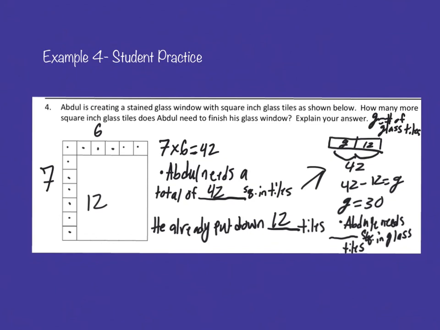So, this whole thing equals 42. 42 minus 12 equals G, and G equals 30. Abdul needs 30 square inches in glass tiles.